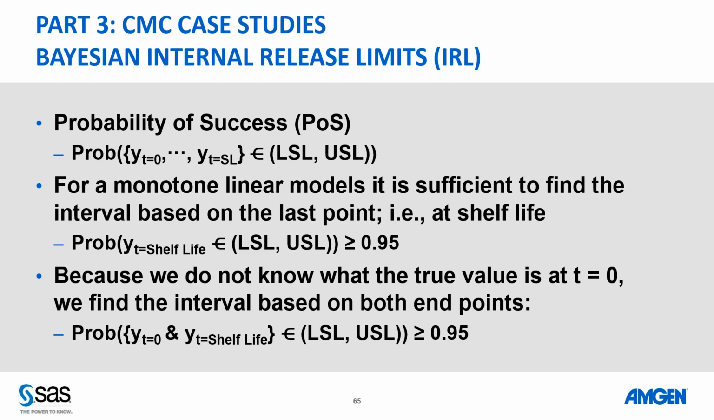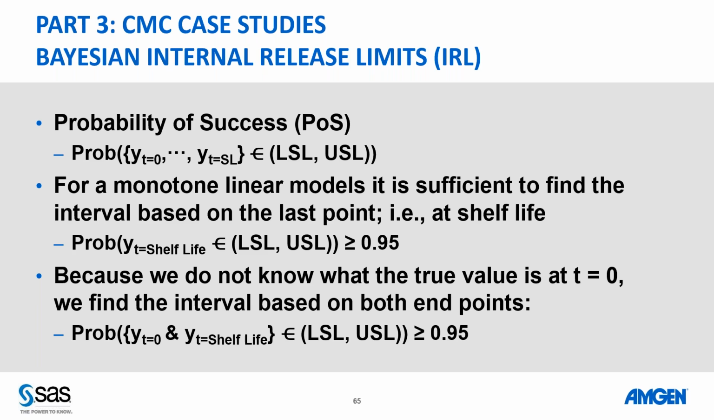These calculations are a little more elaborate. They're based on what we call the probability of success, the POS, which is the probability that the complete data, from time 0 all the way to SL, SL stands for shelf life, in our case 48, is going to be within the limits at the end. If you have a linear regression like we have, then you can reduce it. Finding this is the joint probability at time 0 and shelf life.